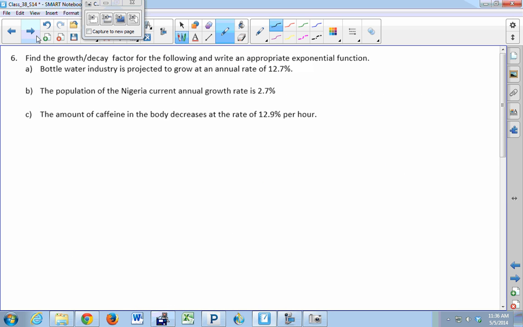Okay, so let's quickly do 1 or 2 of these, folks, and then I want you to get to your group activity. So let's find the growth or decay factor if I give you a rate. Suppose the bottled water industry in the US is projected to grow at an annual rate of 12.7%. How do I get my growth factor?